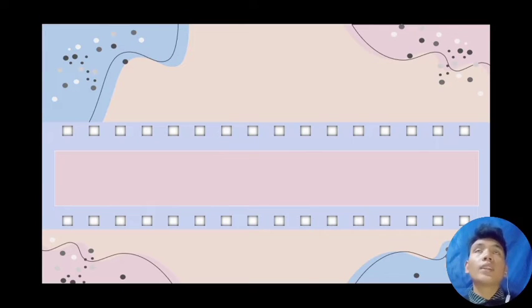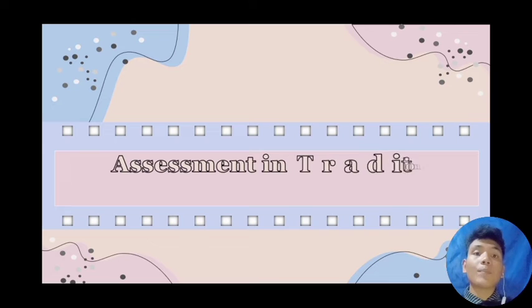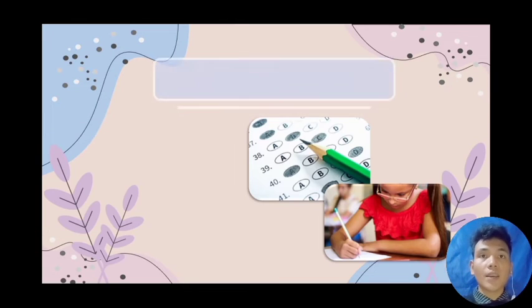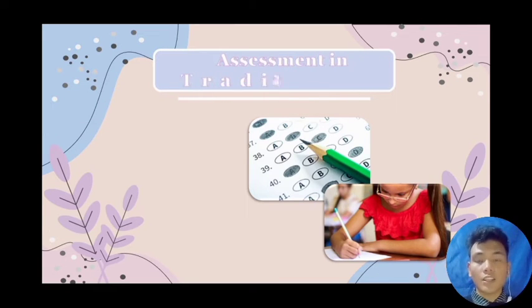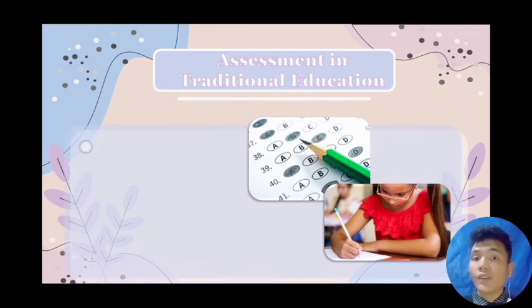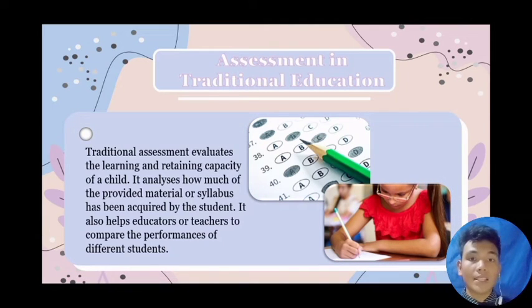We're already done with the literacies developed in traditional education. But how does traditional education develop those different literacies? Yes, very good. They develop them through teaching and providing assessment. Now, in this topic, we will talk about the different assessments used in traditional education. Traditional assessment evaluates the learning and retaining capacity of a child. It analyzes how much of the provided material or syllabus has been acquired by the student.